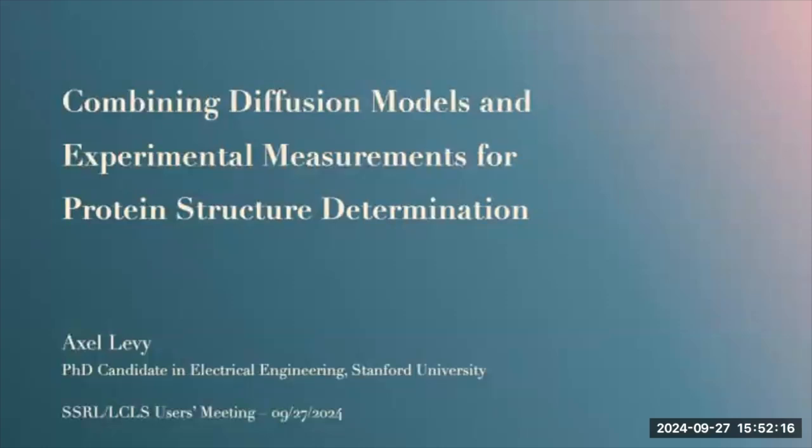I'm very happy to present some of my recent work today. I feel like what I will talk about echoes a lot of things that we've been hearing about. So very happy to present today. And the title for my presentation is Combining Diffusion Models and Experimental Measurements for Protein Structure Determination.